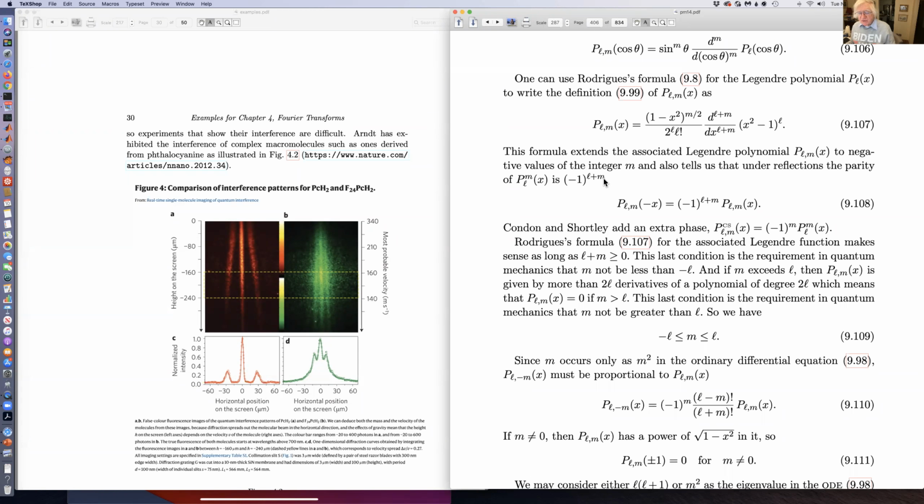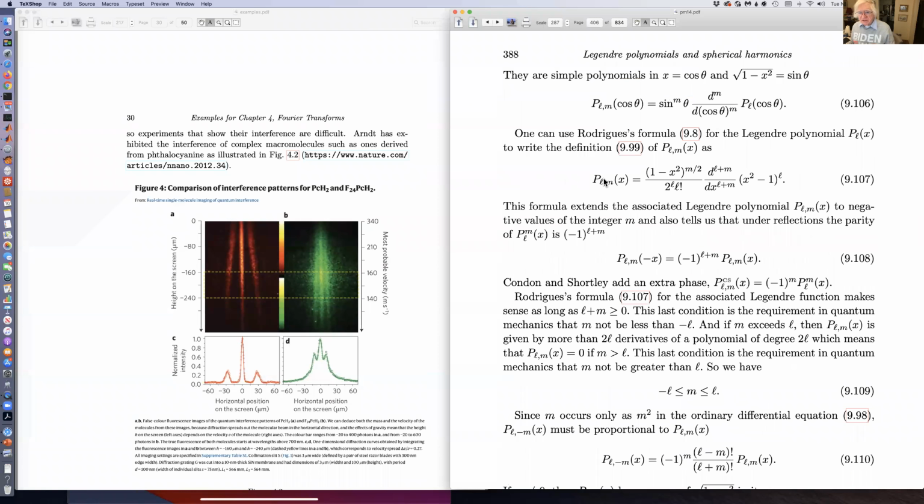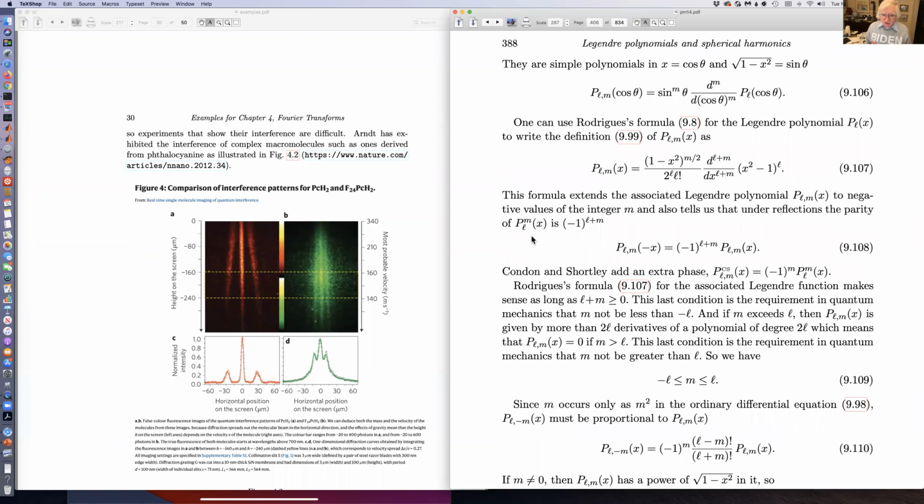So you might wonder what is going on with my notation here. Well, there are two notations for the associated Legendre polynomial. One is P sub LM, and another one is P_L super M. And they're both very common. I don't know which is more standard. I should probably have just used one. But anyway, they are basically the same.